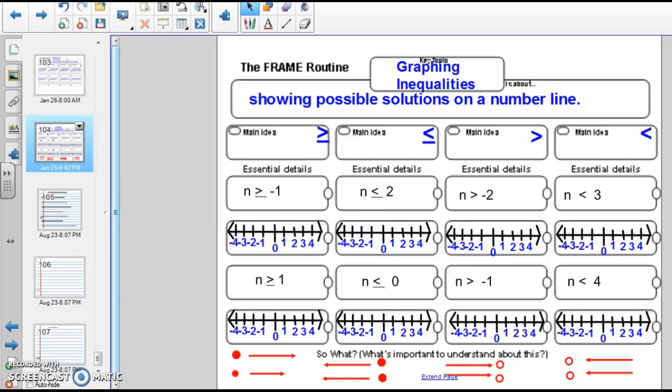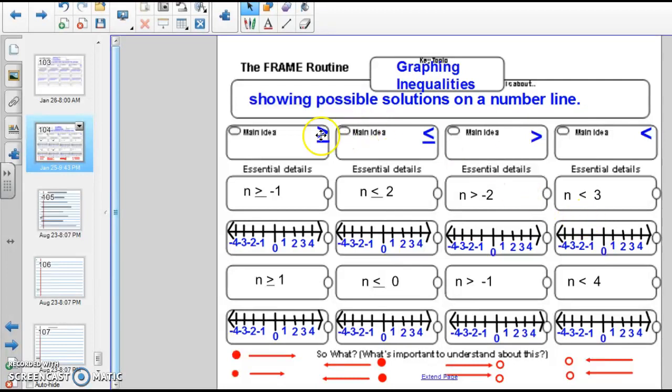So tonight's homework is for you to listen to this video, and while you watch the video, you're going to complete this page of your notebook. The goal, now that you know what an inequality is and you know that there are many solutions to an inequality, is that we're going to graph them on a number line. We're going to show all of our possible solutions on a number line.